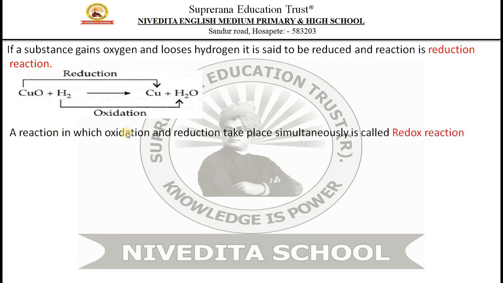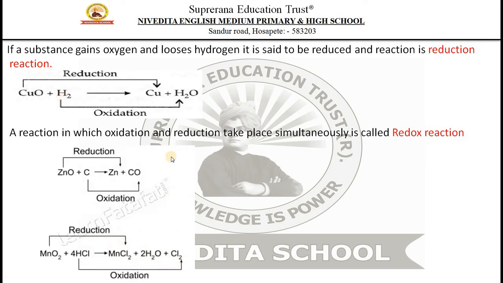A reaction in which oxidation and reduction take place simultaneously is called a redox reaction, meaning both reduction and oxidation take place, right? So now here hydrogen plays a very important role. It reduces copper oxide to copper, so that's why hydrogen is a reducing agent here. We will see in the next topic.